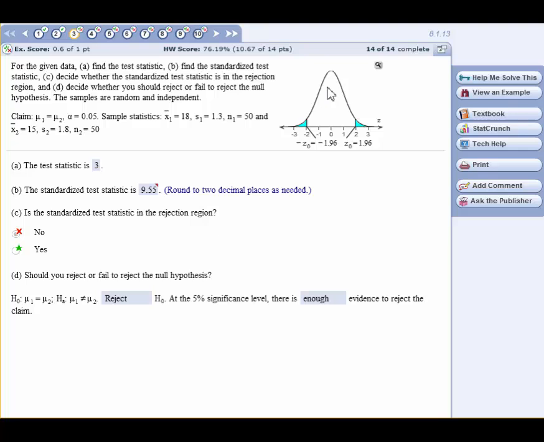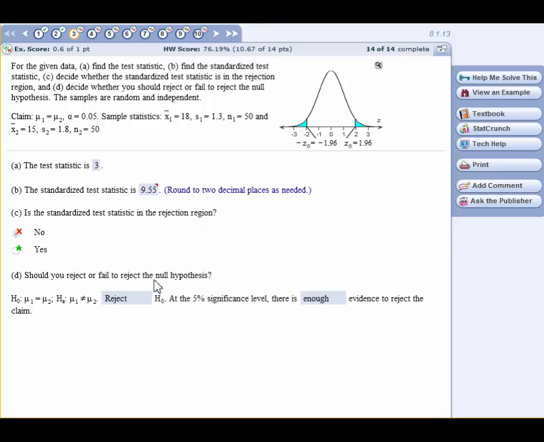But they've given it to us in this diagram over here, our normal curve, and we see that the z-critical goes from minus 1.96 to plus 1.96. And because we've got a two-tail test, the rejection zone is these blue areas on the two tails. So is 9.55 in that area? Well, yeah, 9.55 is way over here somewhere. So it's definitely in a rejection zone.